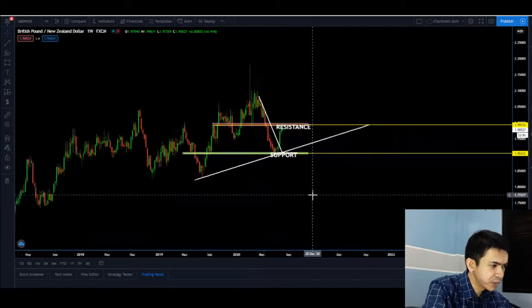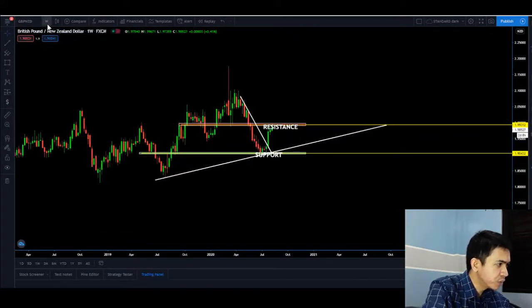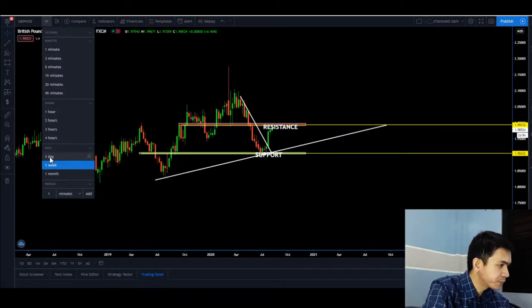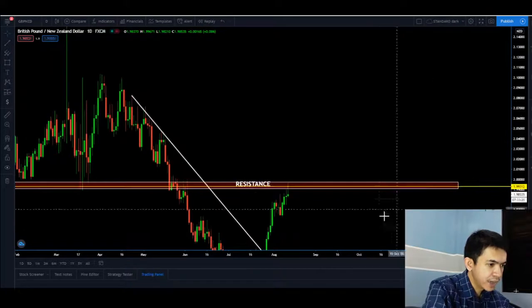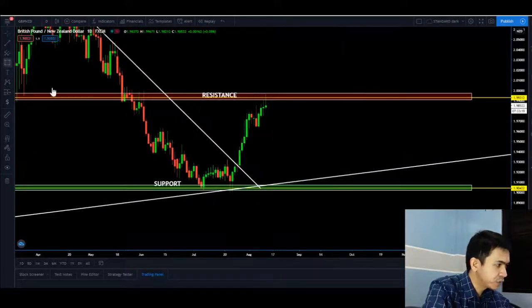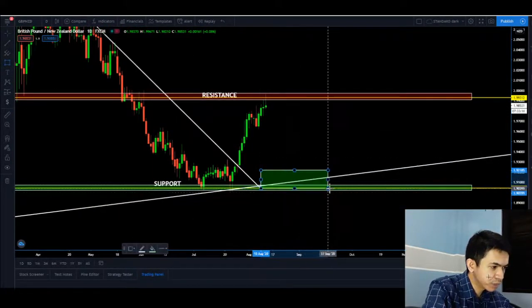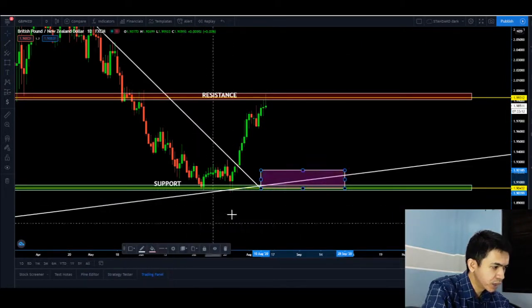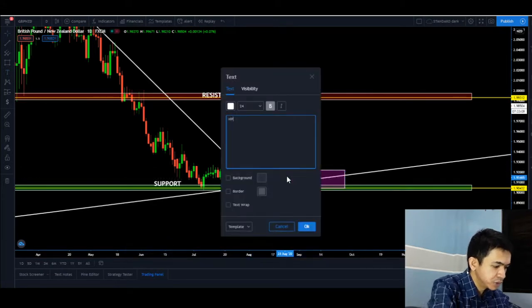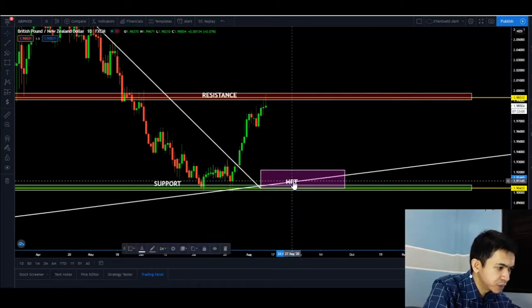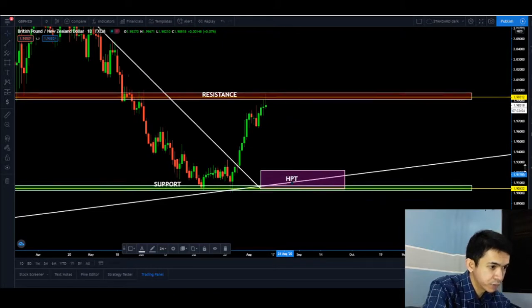swing trader perspective. So where is my HPT zone, or high probability trade zone, for a buy setup? So for a buy setup or long setup, this is going to be my HPT, or what we know as high probability trade zone. All right, so this is going to be my HPT for a long.